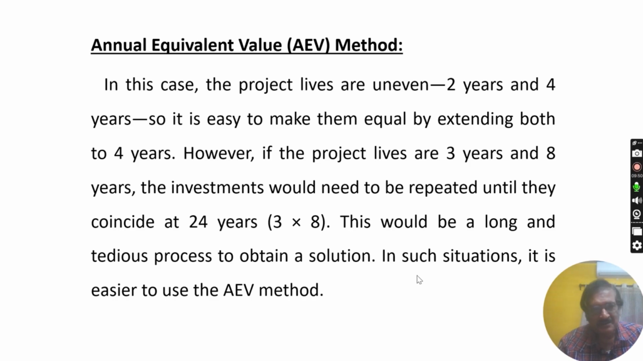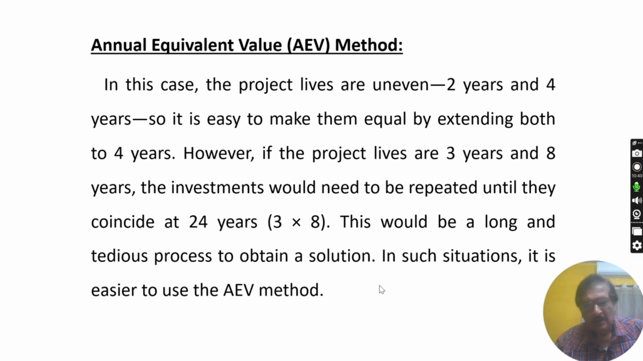In such a situation, it is easier to use the annual equivalent value method. How you will do it, that I am going to discuss now. Again I am repeating, as it is 2 and 4, it is very easy to make the lengths of the projects equal. But if one plant or project life is 3 years and another is 8 years, or another one is 2 years and another is 9 years, then 18 years are required to match, and it will be a lengthy calculation. In that situation, to take a decision in a very easy way, I am going to discuss what is called the annual equivalent value method.